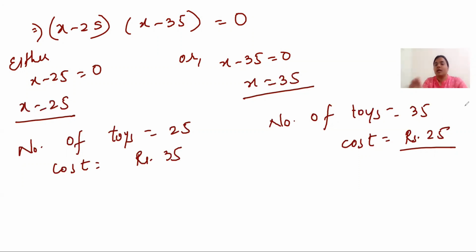55 minus 30. In this question it was not given that cost is lesser than the number of toys or number of toys is lesser than the cost of each toy, so we can take any number. If it is mentioned in the question, then we have to check which one we can take. In this question we can take both the values.